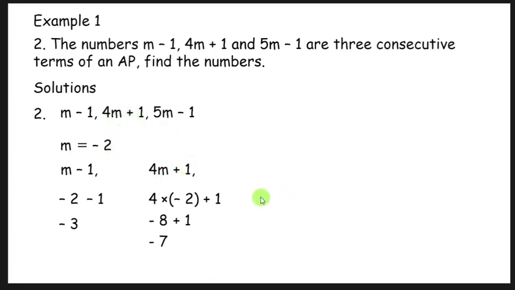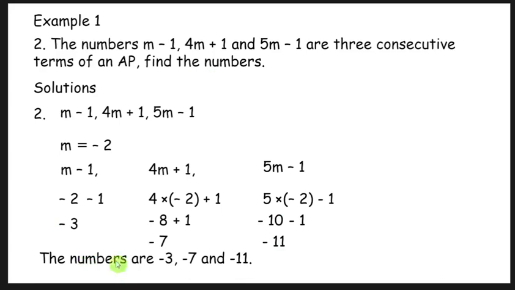Then we'll get this one, 5m minus 1. We are going to say 5 times m, which is negative 2. Then minus 1. 5 times negative 2, negative 10, minus 1. Negative 10 minus 1, negative 11. Then we have now found the numbers. So we're going to say the numbers are negative 3, negative 7, and negative 11.